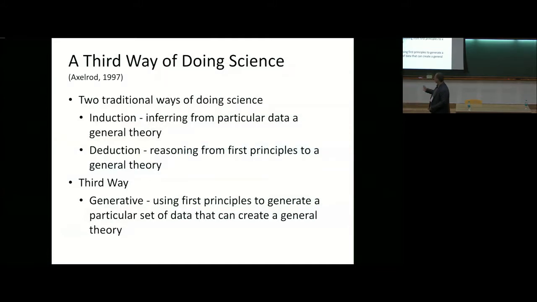In some ways, agent-based modeling is a third way. It's a generative way. We're going to use first principles to generate our agent-based model, and then we're going to generate a set of data from those first principles that can now be compared to real-world data that we see, if we want to. And so this is a generative approach to doing science. It's different than either the inductive or the deductive approach.